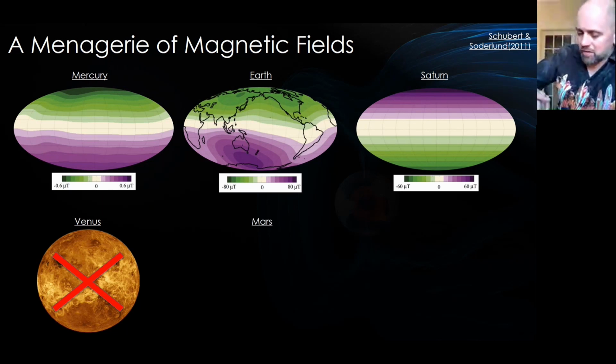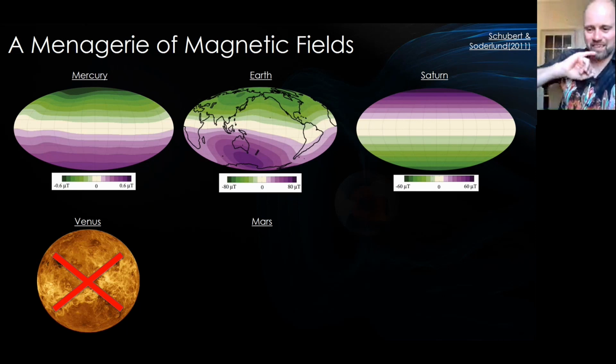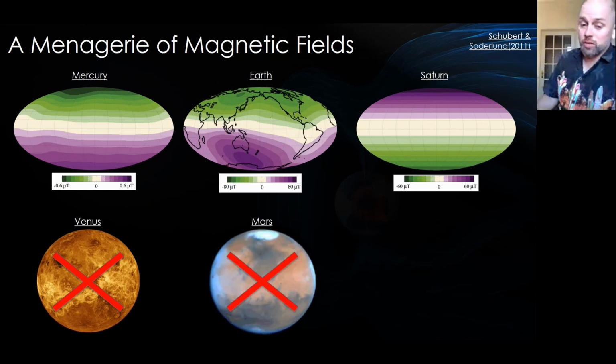What about Mars? Does anyone know anything about Mars's magnetic field? Anything at all? You might have seen something about it in the news recently. Okay, well, it's not a trick question. Mars also does not have a magnetic field, but the key here is that it doesn't have a magnetic field at the present day. It used to have a magnetic field.